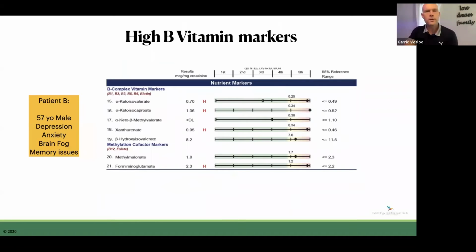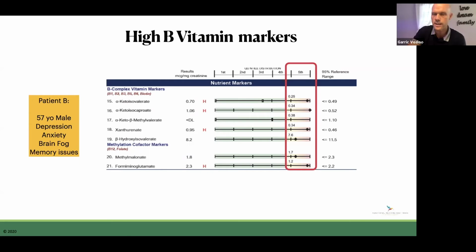So let's move further along with that same patient B. And now we're moving again to the B complexes, completely opposite to our patient A. And we've got this trend of high, all in the 5th percentile. So our B vitamins, now we have excess of all these keto acids. We have excess of xanthurenate, hydroxyisovalerate, which is our biotin marker, methylmalonate, and FIGLU, which is our methylation, B12, and folic acid. So we've really got this whole range of cofactors that are coming up as insufficient.